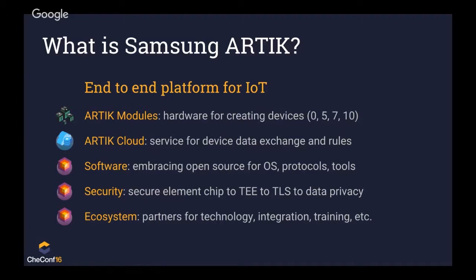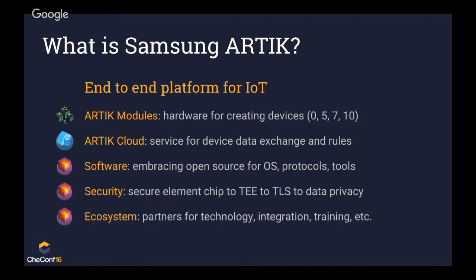For example, the ARTIK 0 is a Cortex M4 microcontroller, so that's really an MCU. It's only got 256K of flash memory and 32K of RAM. So that's a very small device, really intended for edge nodes.